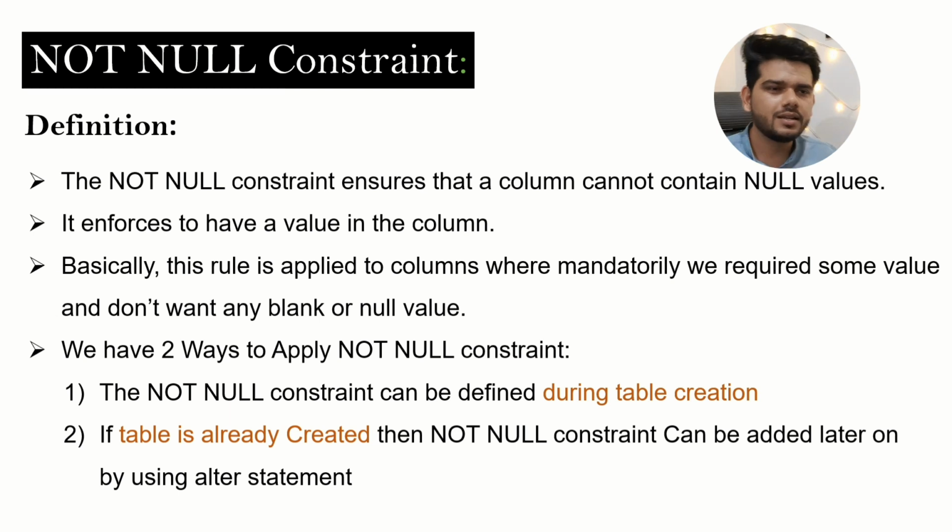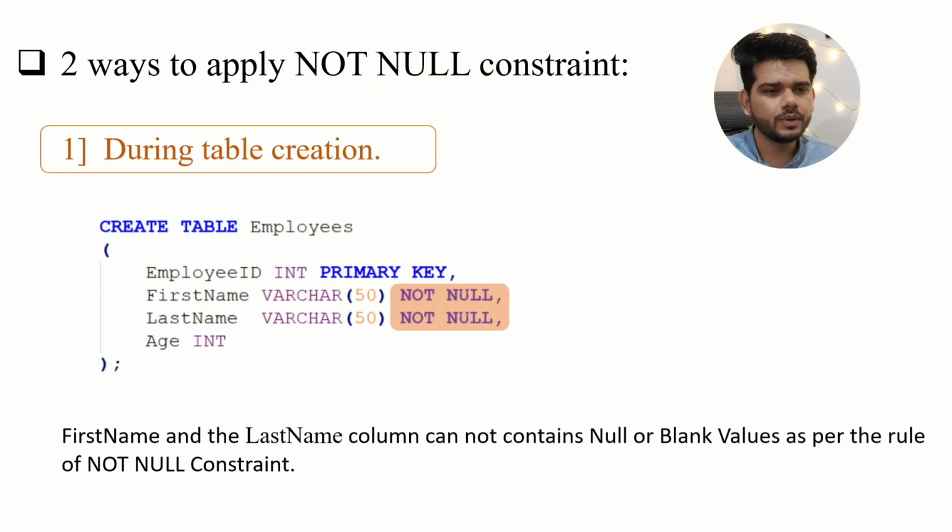The first one is that the not null constraint can be defined during the table creation. The second way is, if the table is already created in the database, then the not null constraint can be added later on by using the alter statement. Let's take the following example of an employees table and we'll apply the not null constraint on the first name and the last name columns. This is the first way to apply the not null constraint on the column, during table creation. We can see the syntax.